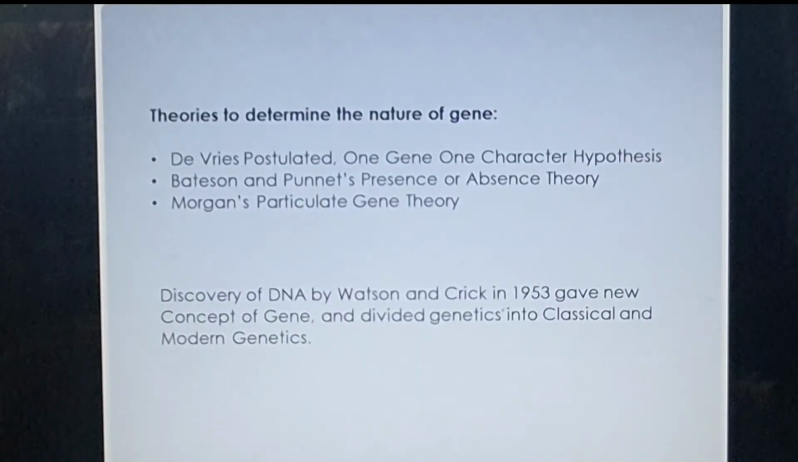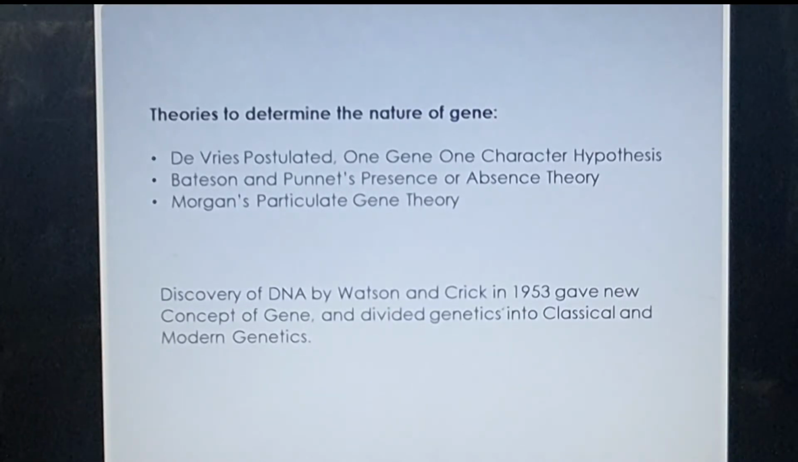The next theory is Bateson and Punnett's presence or absence theory. According to them, in a cross, a character which dominates the other has a determiner, while the recessive character has no such determiner. So they say the dominant character has a determiner and the recessive character does not, meaning presence and absence of determiners. But both these theories were discarded later on after studies, and were discarded by Morgan, and a new theory was proposed.